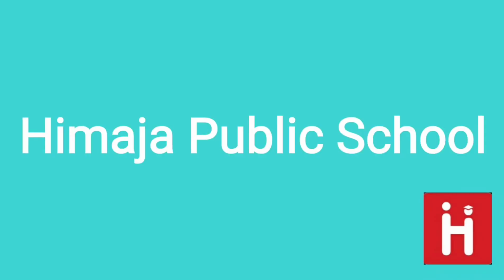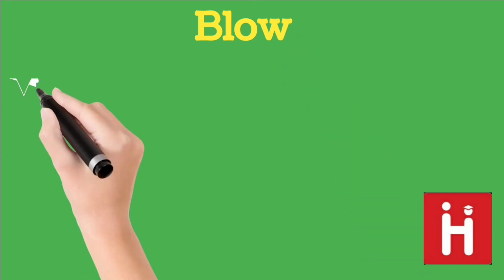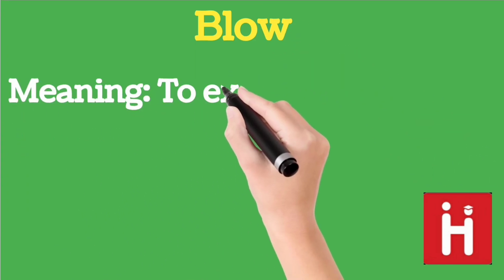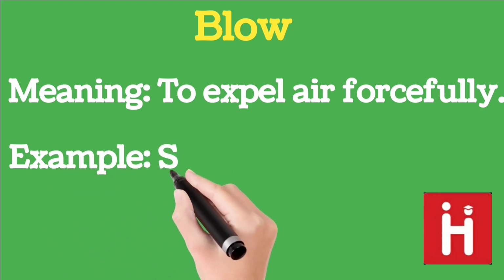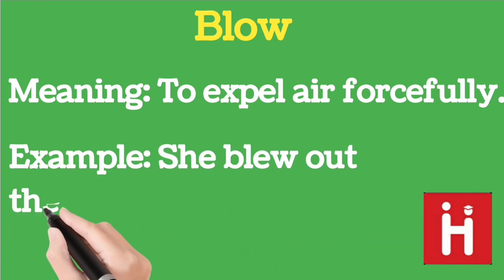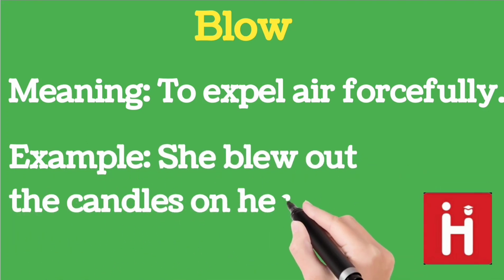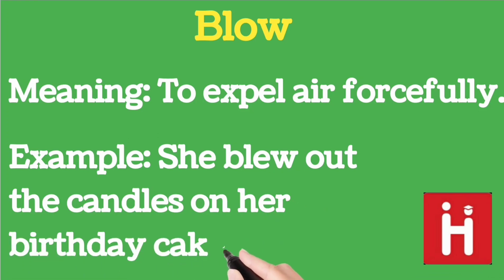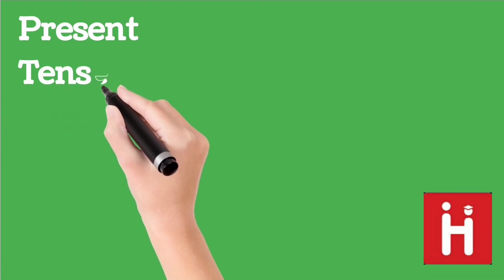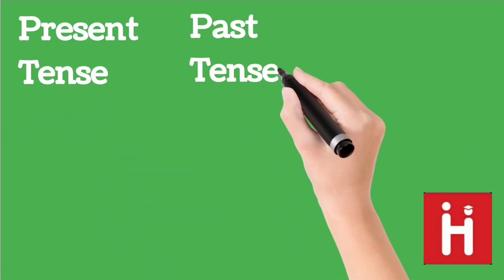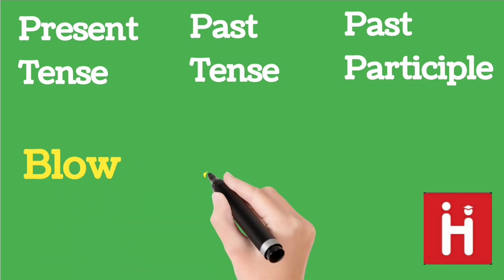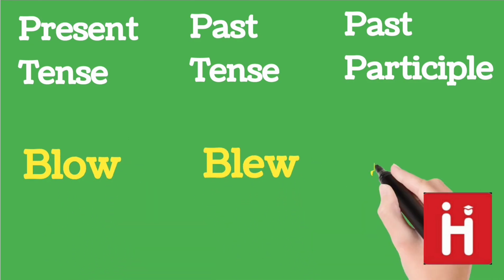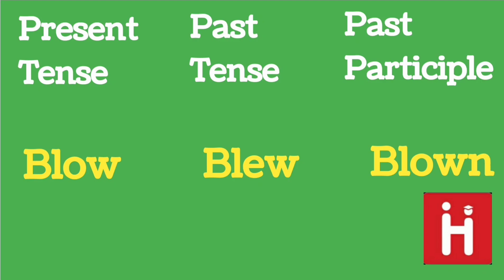Now we see the verb blow, meaning to expel air forcefully. Example, she blew out the candles on her birthday cake. The three forms of the verb blow are blow, blew, blown.